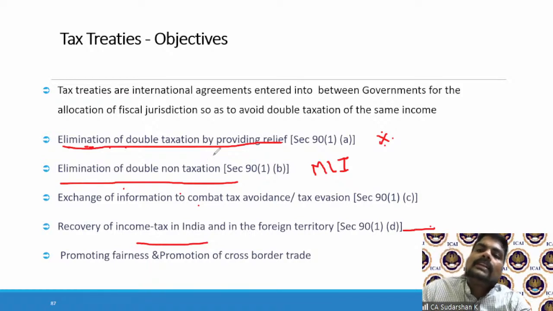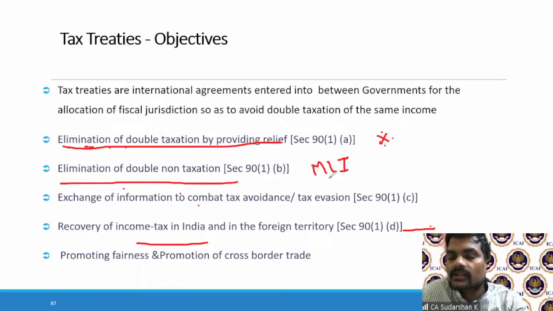So to eliminate double non-taxation, the central government gives powers to India to enter into treaties, and India has signed a multilateral instrument convention. It's called, as part of your syllabus as well, the BEPS MLI. So the objective is to eliminate double non-taxation, because the existing bilateral tax treaties were entered into for giving relief for double taxation.